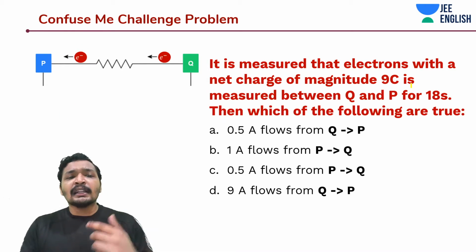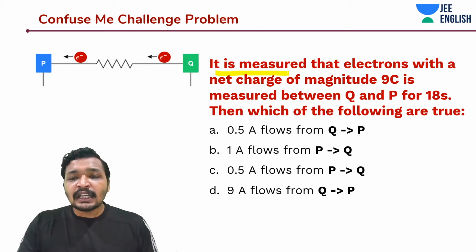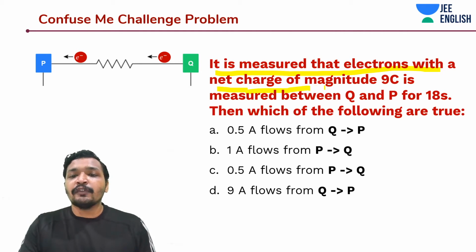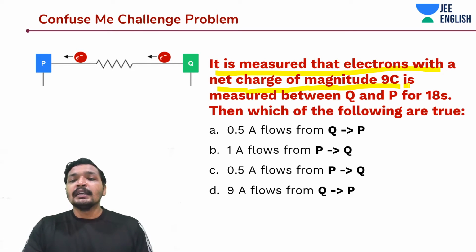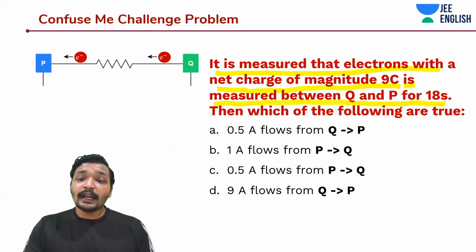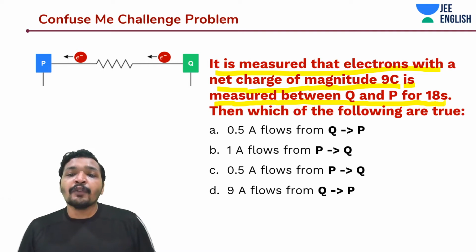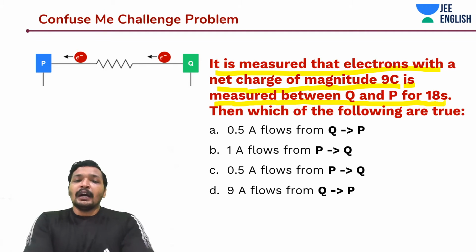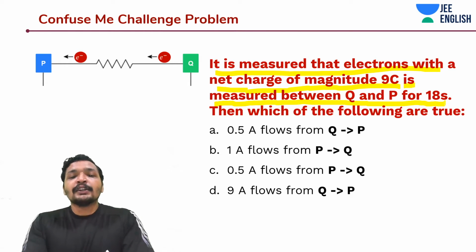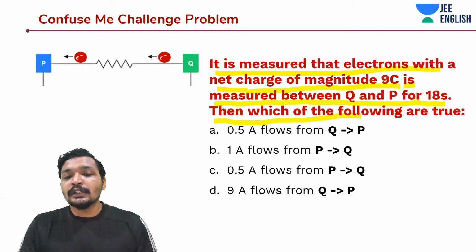All right guys, another confuse me challenge problem. It is measured that a net charge of magnitude 9 coulomb is measured between Q and P for 18 seconds. Okay guys, for 18 seconds, these 9 coulomb is flowing from Q to P, and the current, which of the following are true?